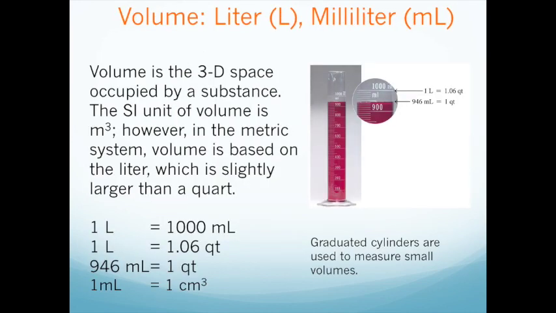Volume is measured in liters or milliliters. The volume is the three-dimensional space occupied by a substance. We don't typically use cubic meters in chemistry because a cubic meter is a very large volume. We'll often use liters instead. Sometimes we'll use milliliters. And we measure volume using a graduated cylinder. Some basic conversions here. 1 liter is a little bit more than a quart, or 1 quart is a little bit less than a liter. And 1 milliliter is equal to 1 cubic centimeter.